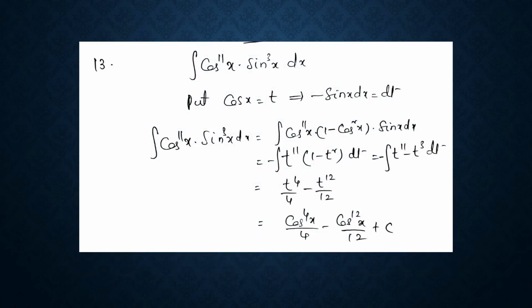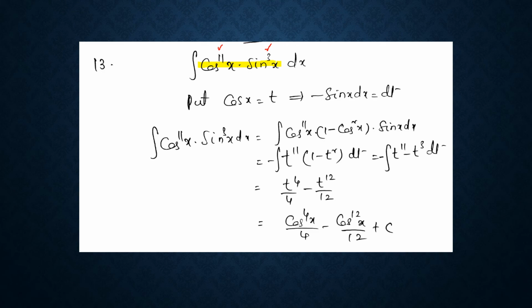Next problem. Integral cos to the power of 11x into sine cube x dx. So this is in the form of integral sine to the power of mx into cos to the power of nx dx. By observing this, we have two powers which are odd powers, 11 and 3.